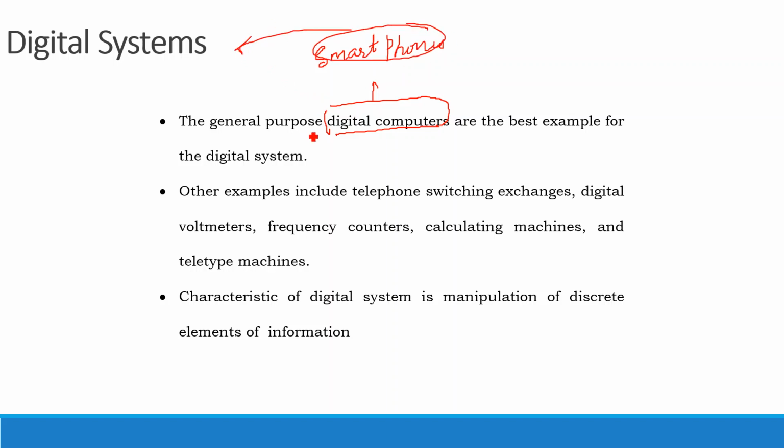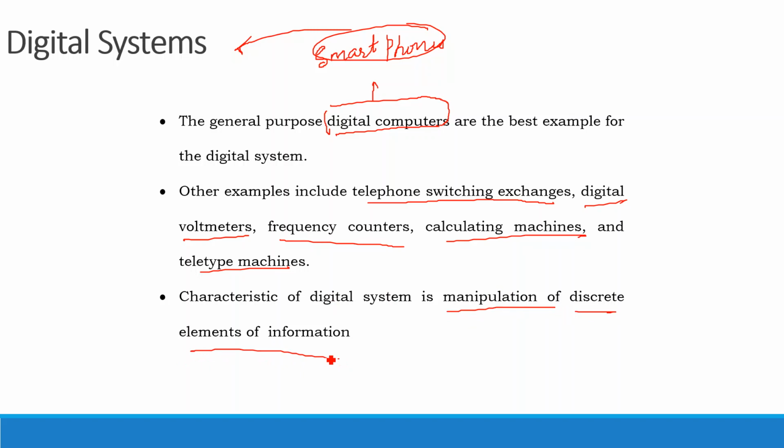Other examples are also included right here. You can see telephone switching exchanges, digital voltmeters, frequency counters, calculating machines and teletype machines. These are also good examples of digital systems. And what is the characteristic of a digital system? The characteristic of a digital system is manipulation of discrete elements of information.